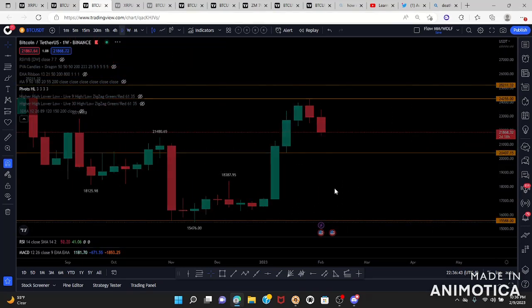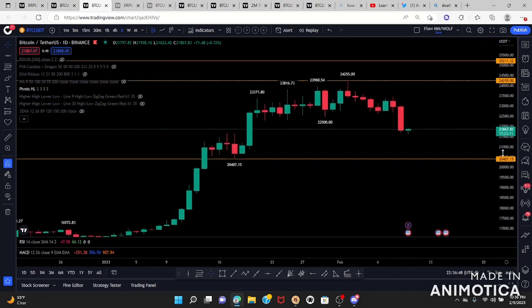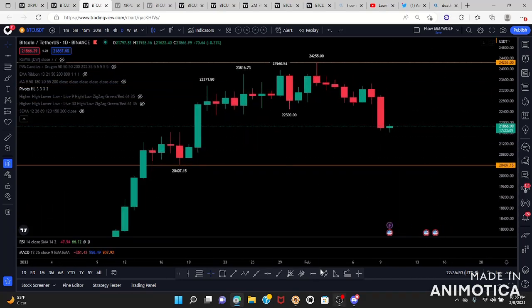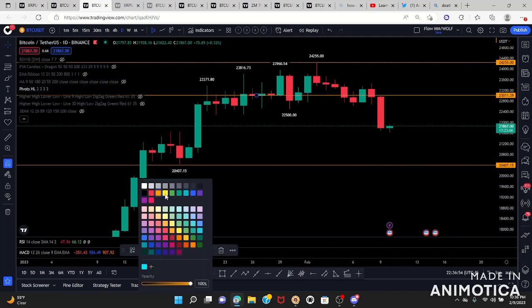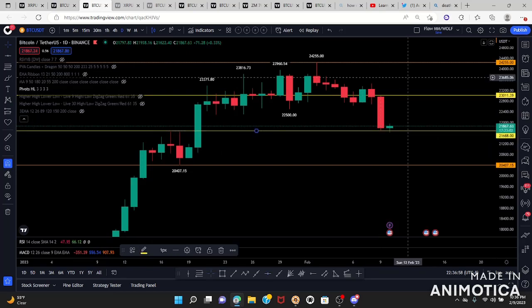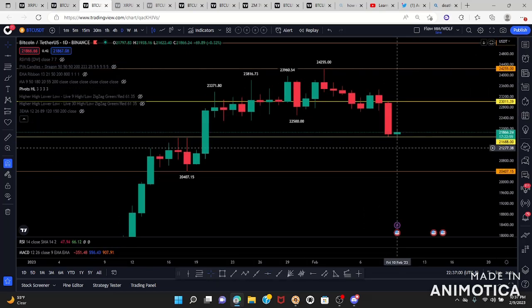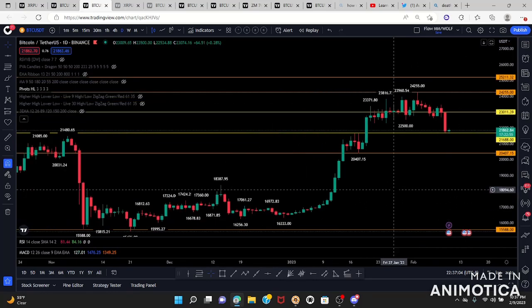I'm going to come down to the daily. Within the daily, I want to set support and resistance on the previous candle. Let me change colors so we could remember orange is for the weekly and the daily will be yellow.